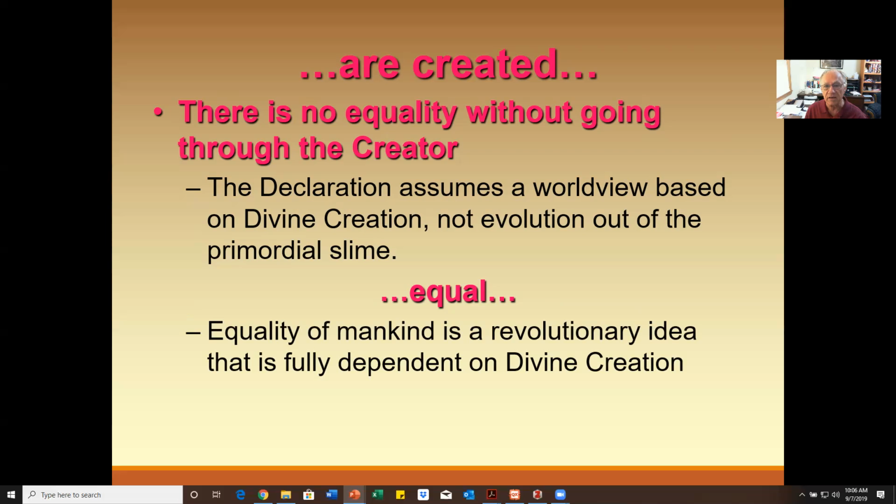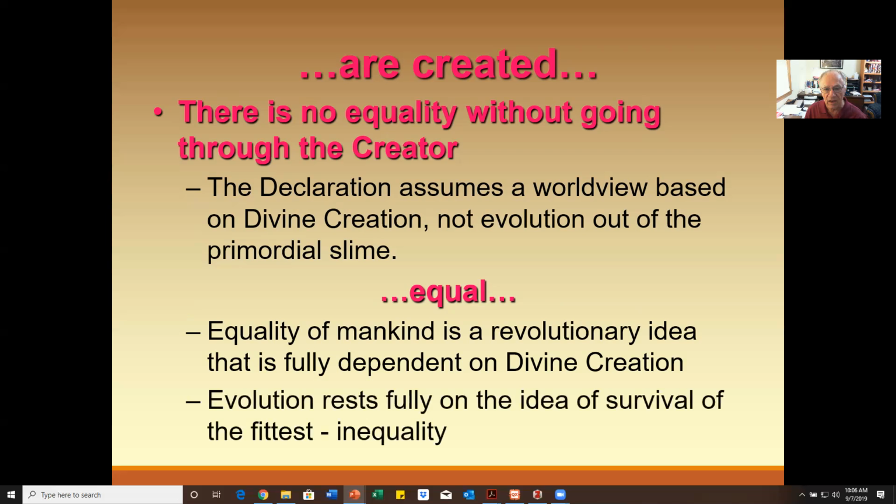Equality of mankind is and was a revolutionary idea in that era that is fully dependent on divine creation. Without divine creation, there is no equality. There is only survival of the fittest. The strongest will rule. Evolution then rests fully on this ideal of survival of the fittest. The strongest will survive. Inequality, if you will, a natural inequality.